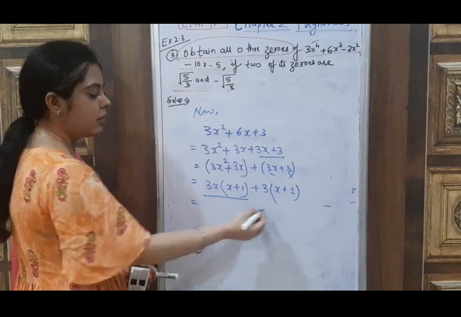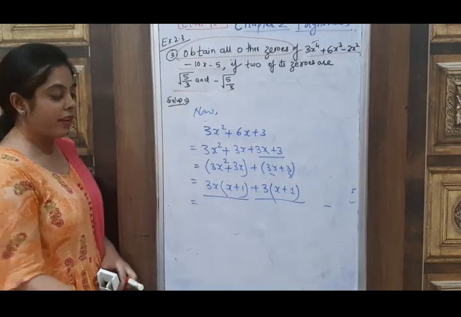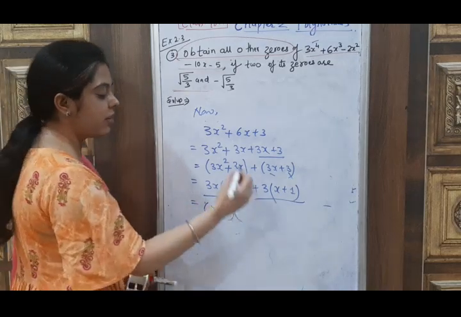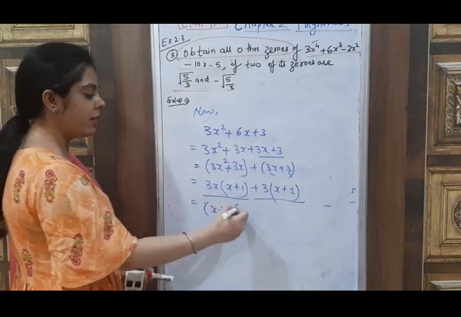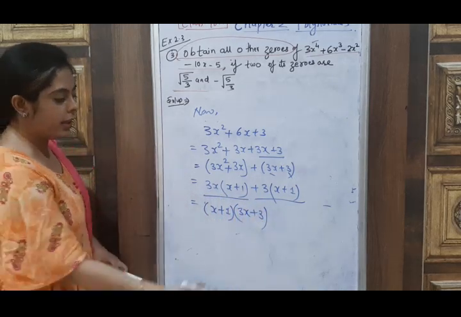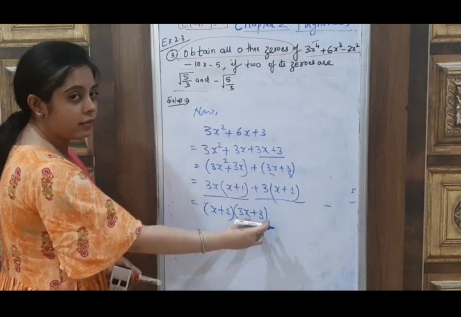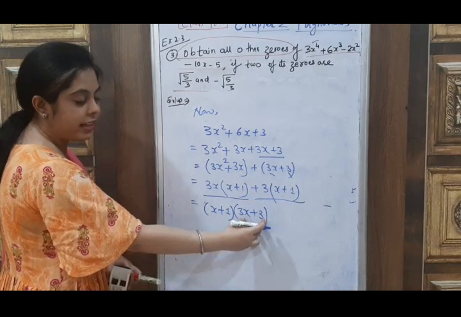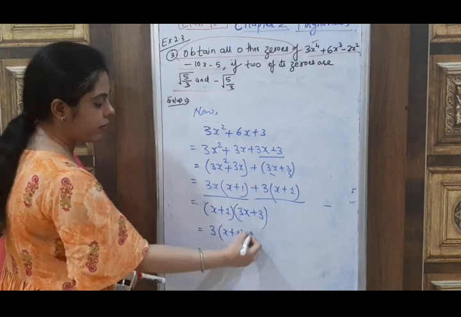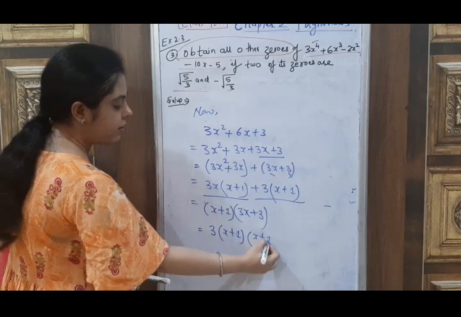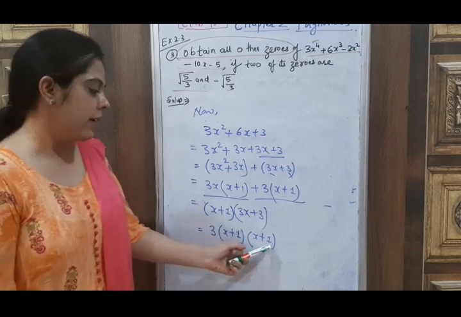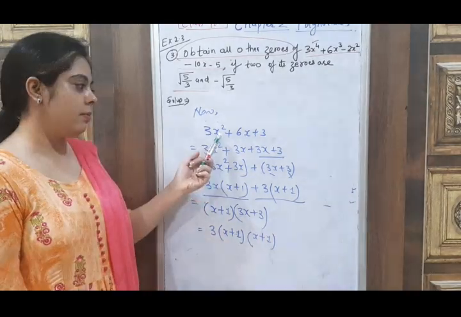Again we have two terms and take out the common factor. Here the common factor is x plus 1 and the non-common factors we write in the next bracket. Here the non-common factor is 3x and here is 3. Here you can see that again this 3 is a common factor. So again you just take out. So here we'll get x plus 1. So here you can see that x plus 1 are the factors of this polynomial.